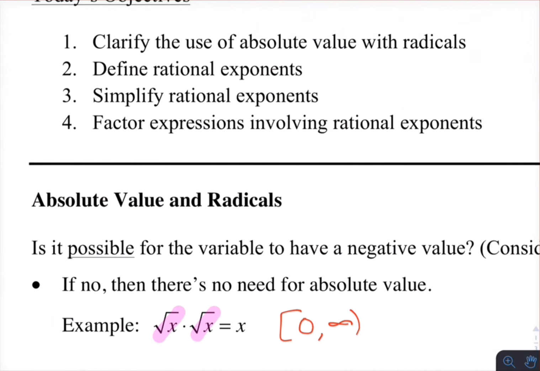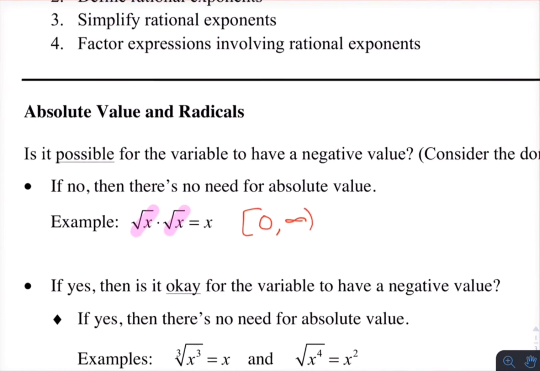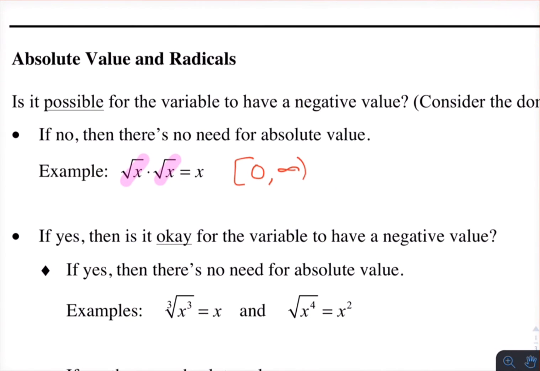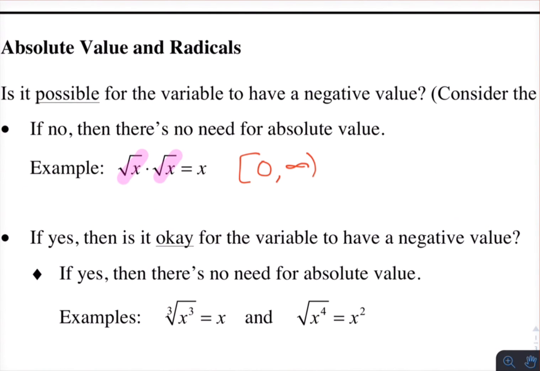When we do have a domain of all real numbers, then the next question we ask ourselves is, is it okay for the variable to have a negative value? For instance, if you look at the cube root of x cubed, it's okay if the variable is negative because the cube root of a negative is negative, and so we end up with a negative value. Likewise, in the x to the fourth example, notice that if x is negative, we're going to square it and it's going to become positive anyway. So there's no need for the absolute value there.